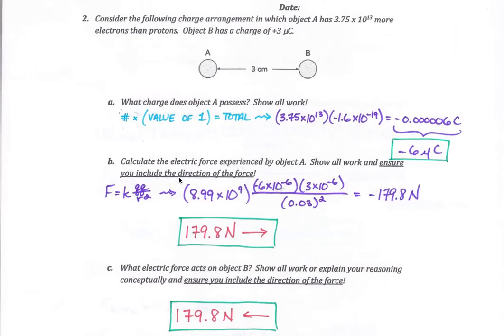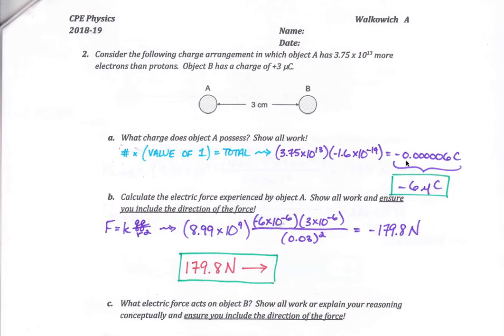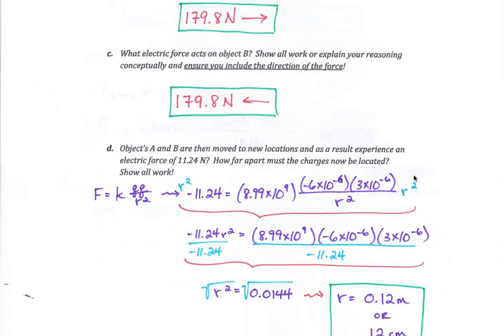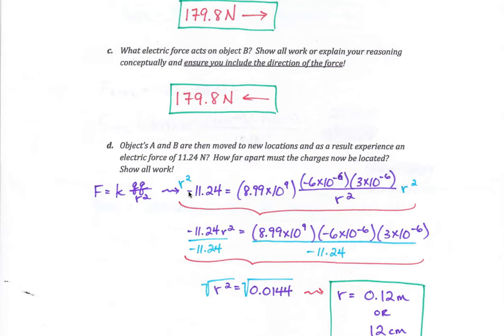Now we know that this is a negative and a positive charge from our calculation up here, and they will attract. So I made my force negative because in Coulomb's law, a negative force implies attraction. So I'm saying here there's an attractive force of 11.24 newtons. I've plugged in my K, my two charges, and my unknown distance squared. So the first step is to multiply both of these sides by r squared. That leaves me with negative 11.24 r squared equals these three values over here. I then divide both sides by negative 11.24.